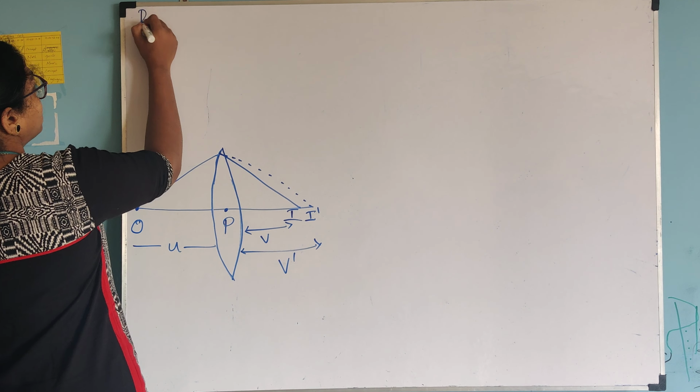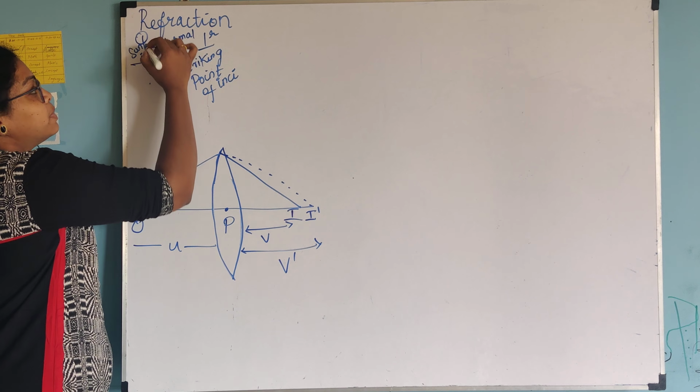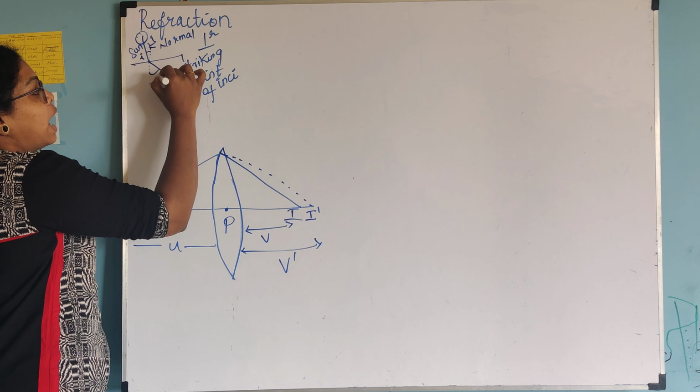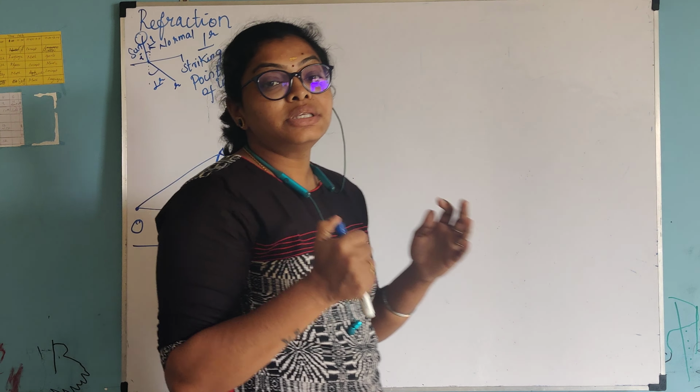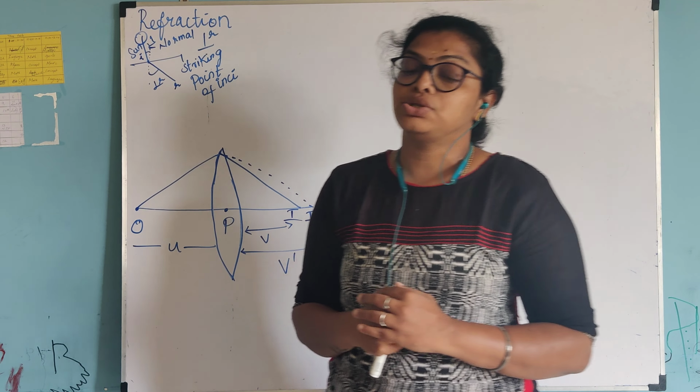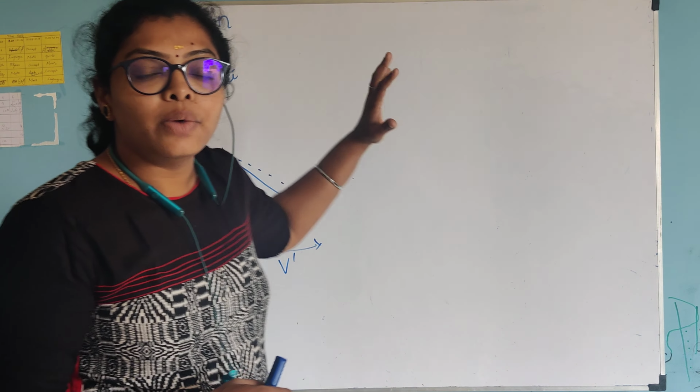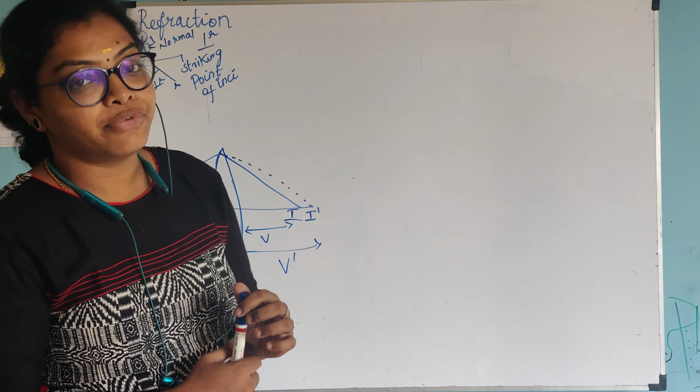This surface is the striking surface, and the point where it strikes is called the point of incidence. The angles formed we call the angle of incidence and the angle of refraction. Just as we study human anatomy, here we call this the anatomy of a refraction structure. So we are clear about what refraction is.